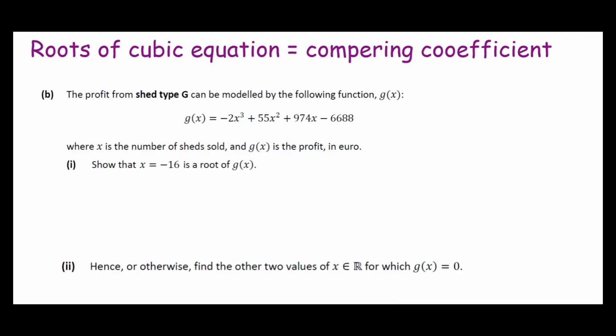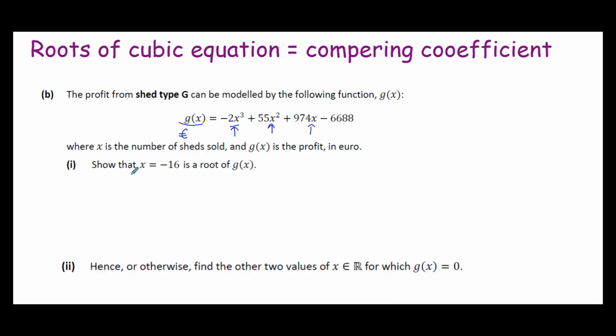Roots of a cubic equation, and especially I want to have a look at the method of comparing coefficients. So let's see. The profit of shade type G can be modeled by the following function, and we have a cubic equation because it has x to the power of 3, where x is the number of shades sold and g(x) is the profit in euro. So here goes the profit in euro, and here goes, in all those places, the number of shades that were sold.